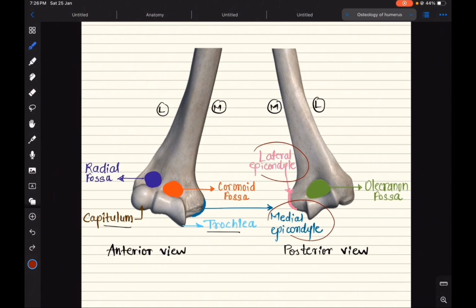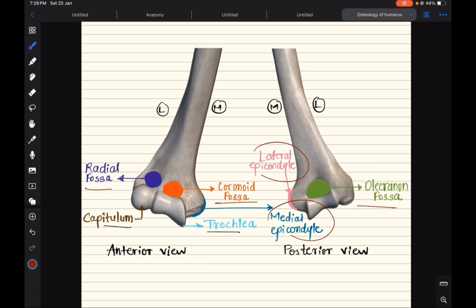Lastly, the three fossas. First one, that is the coronoid fossa, secondly, the radial fossa, and third, that is the olecranon fossa. The coronoid fossa is a shallow depression above the trochlea on the anterior surface of the lower end, and this receives the tip of the coronoid process of the ulna when it is fully flexed.